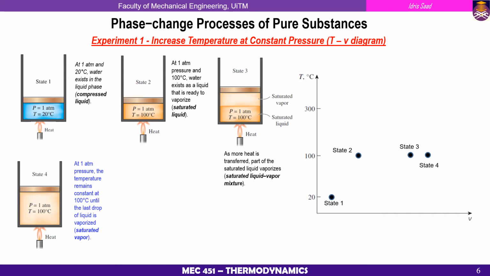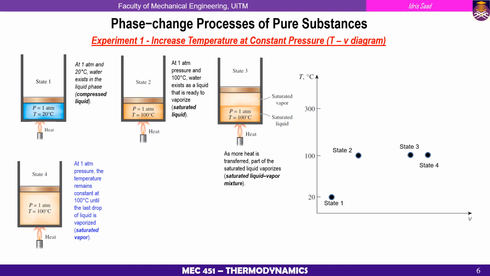What we will find on this TV diagram is, starting from state number 2 where the water starts to boil until all of the water has changed its phase from liquid to steam, or what we call vapor, the pressure and temperature remain unchanged, or constant. The only property that is changing is the volume of the cylinder. So in conclusion, the water is changing its phase during constant pressure and temperature processes. You have to remember that one. The water changes phase only when the pressure and temperature are constant.